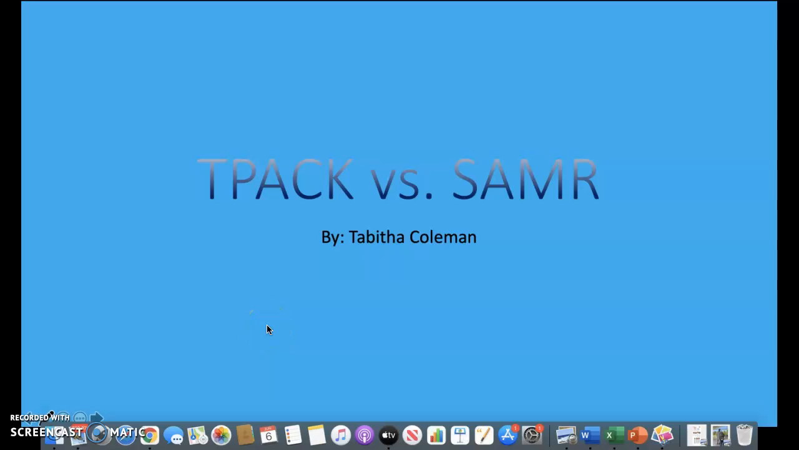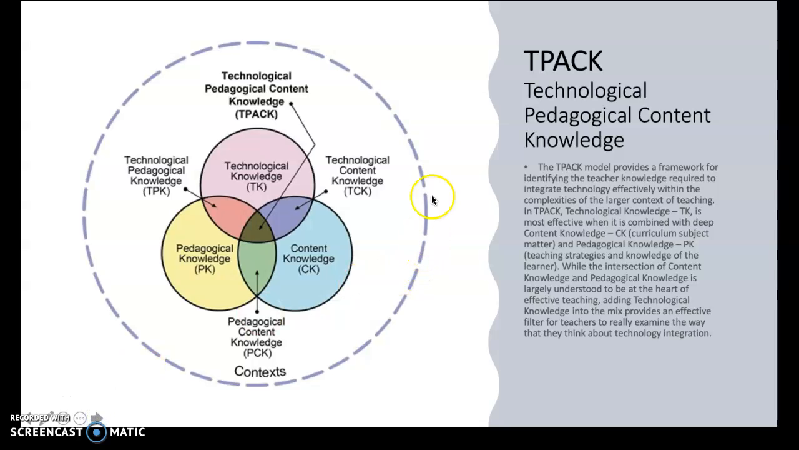So today I'm going to talk about the TPACK versus SAMR. So the TPACK is the Technological Pedagogical Content Knowledge. It's a model that provides a framework for identifying the teacher knowledge required to integrate technology effectively within the area of teaching. So this is a chart. It's just broken down into technological knowledge, content knowledge, and pedagogical knowledge.